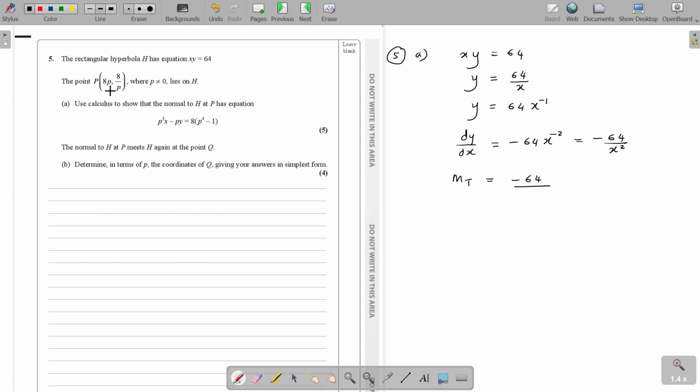Now we are interested in finding the normal at point P, so we have to get the gradient at the point P. At point P, the x coordinate is 8p, so 8p square. What happens when you square 8p? Minus 64 on top, and 8p square is 64p square. So you get minus 1 over p square as the gradient of the tangent. Is that clear? Then the gradient of the normal will be the reciprocal with the sign switched, so plus p square.